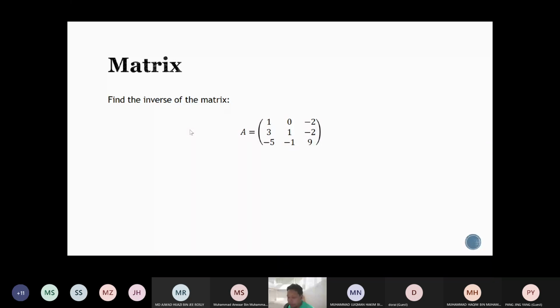So calculator tu akan bagi jawapan inverse matrix lah. Later on I will give you links to YouTube macam mana nak guna calculator untuk find the inverse. In this subject we will inverse a lot of matrix, and I don't expect you to do manual calculation of the inverse. If you can use calculator, use calculator.